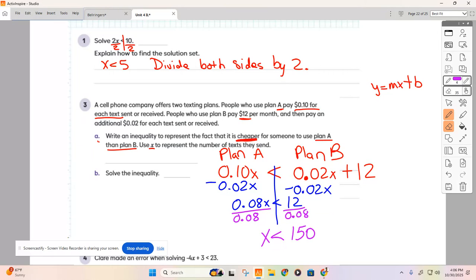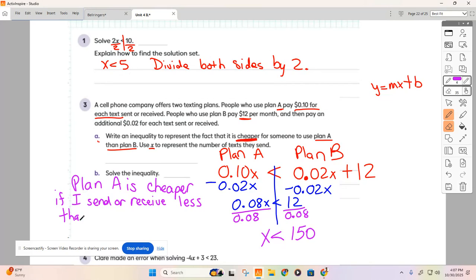Let's talk about what that means. That means Plan A is cheaper if I send or receive less than 150 texts per month. I know that sounds crazy to y'all, but back in the day, that was really, we talked. We actually spoke on the phone.